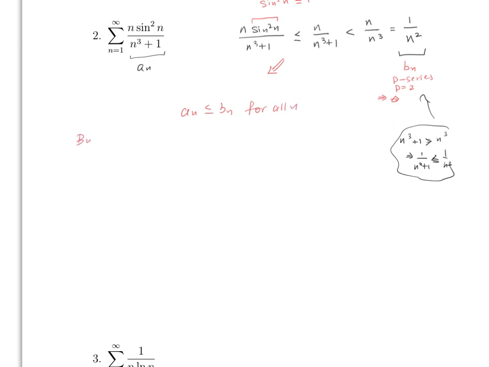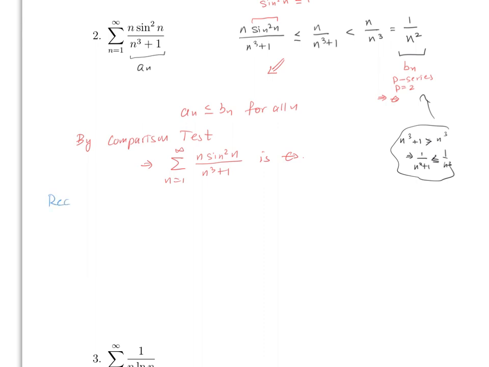So therefore, by the comparison test, that means that this series, n sine squared n over n cubed plus 1, is convergent. And that's it. Now how do we know this is convergent? This is from section 11.3, I think. But just in case you forgot, let's say that we have this.